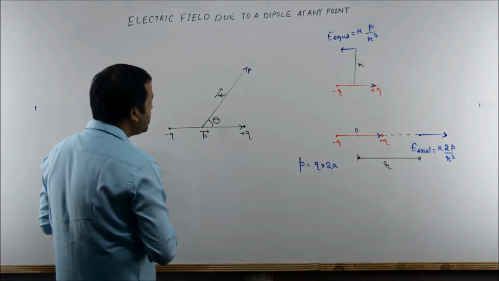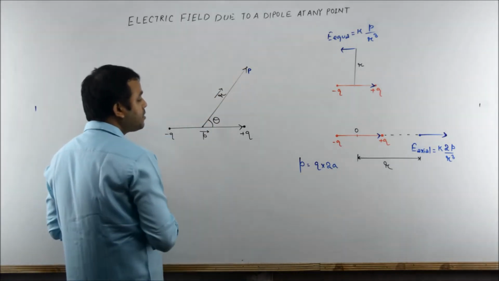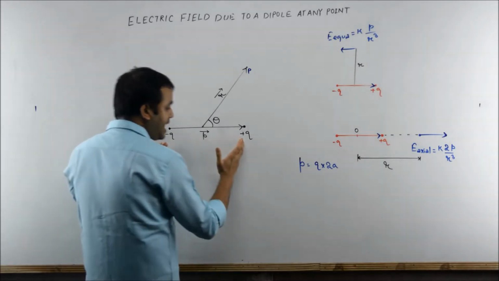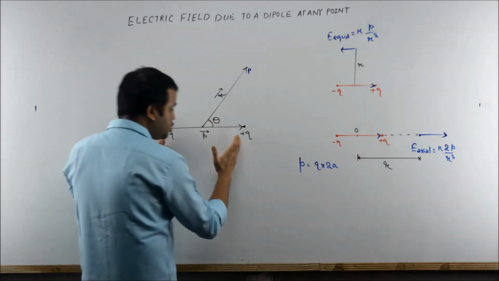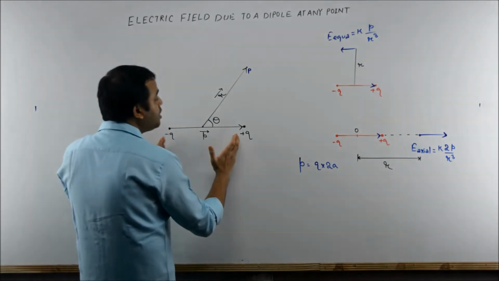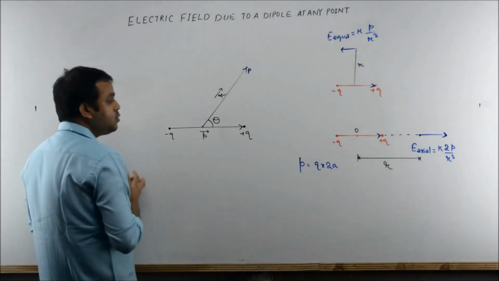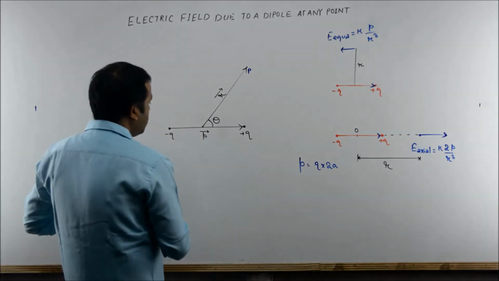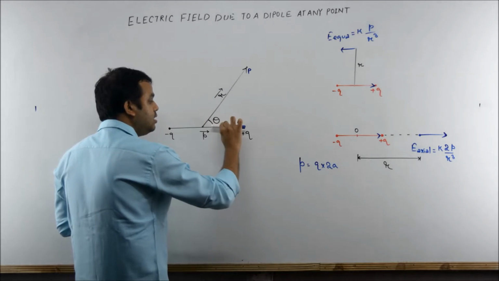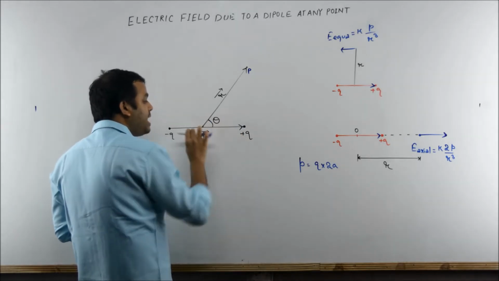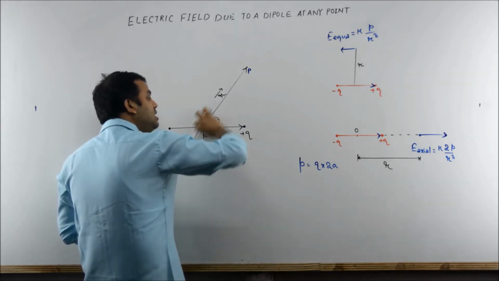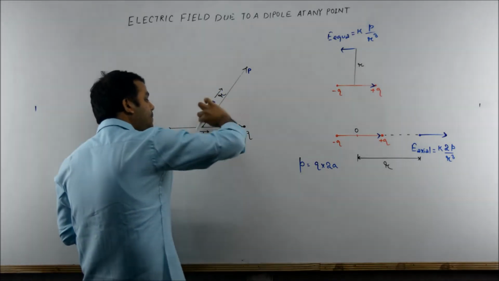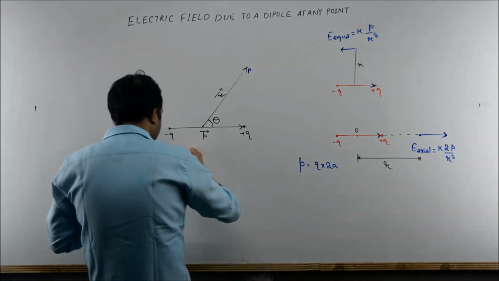Now, to find the electric field at this point, we will break this dipole moment vector. Please concentrate. We will resolve this dipole moment vector into its rectangular components. Now let us see. So this is P vector. If we break this P vector, then along this direction, the component will be P cos theta. So let us try to draw.